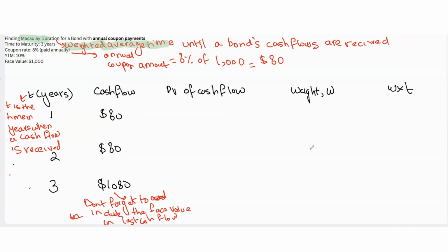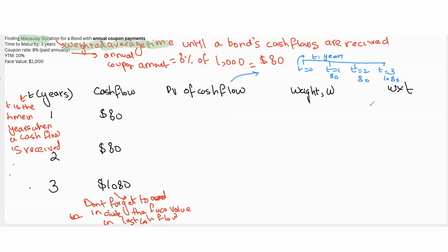So to find the present value of the cash flows, let's make a small timeline over here. Let's say this is T is equal to 0, this is T is equal to 1, this is T is equal to 2, this is T is equal to 3. We receive 80 here, 80 here, and 1080 here. T represents years: year 1, year 2, year 3.